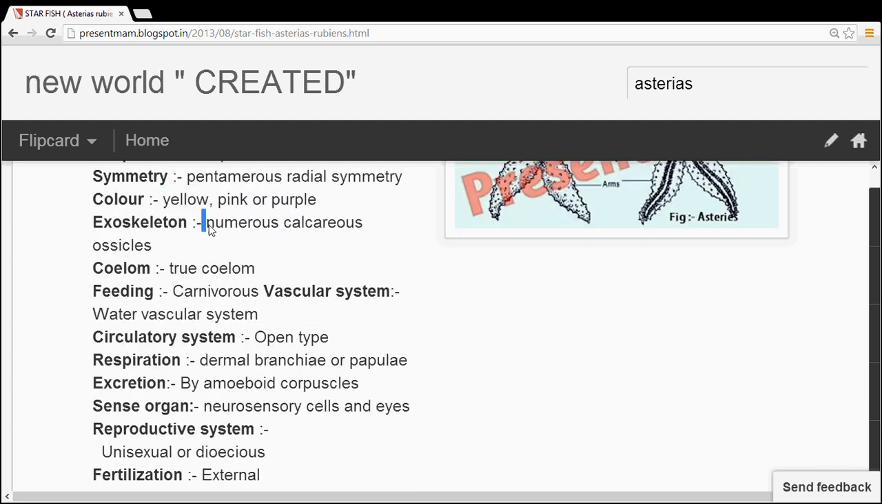They have numerous calcareous ossicles as part of their exoskeleton. They have a true coelom. Their feeding is omnivorous and they have a water vascular system. This animal has an open type of circulatory system. Respiration is mainly by dermal branchiae or papulae. Excretion is by amoeboid corpuscles.